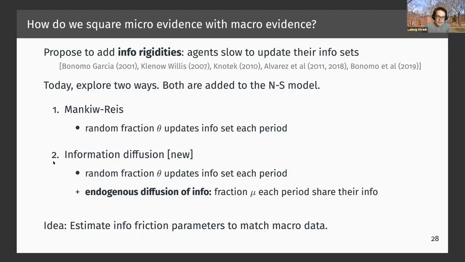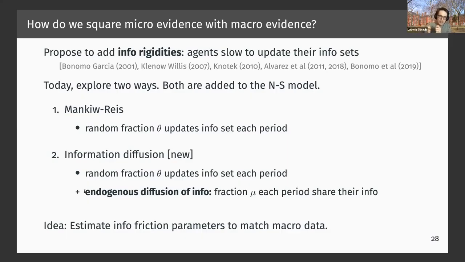We're going to feed in informational rigidities in 2 ways. The first is a Mankiw-Reis style informational rigidity, where every period a random fraction theta of people is able to update their information set and learn about any shock that has happened in the past, whereas the other 1 minus theta agents do not get an updated information set. The second model, which we like intuitively, is a Mankiw-Reis model with an additional twist: endogenous diffusion of information in addition to the random learning.